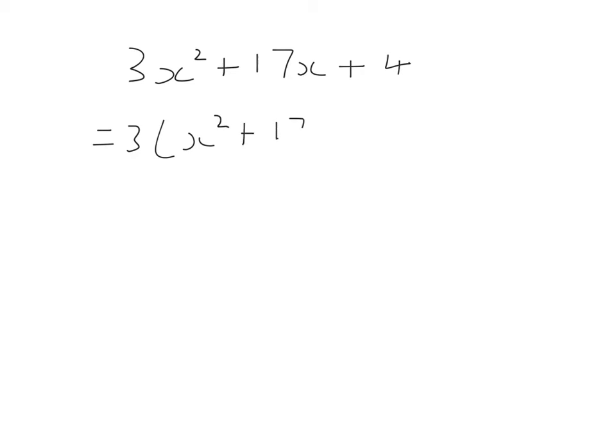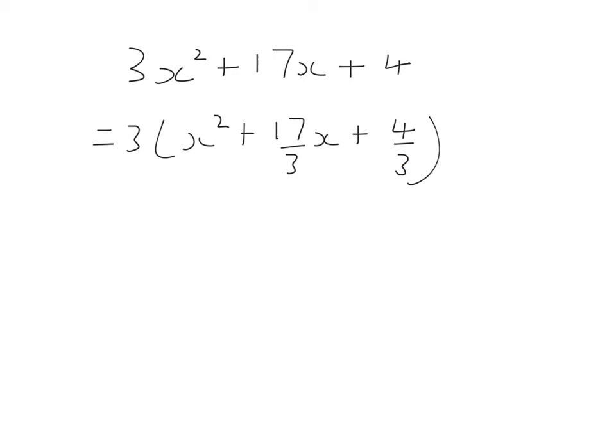Now let's take a slightly harder example. Let's do 3x squared plus 17x plus 4. Well, this is more complicated because we've got 3x squared, so let's take that 3 out as a factor. As a check, 3 times x squared, that's 3x squared. 3 times 17 divided by 3, that's 17. 3 times 4 divided by 3, that's 4.